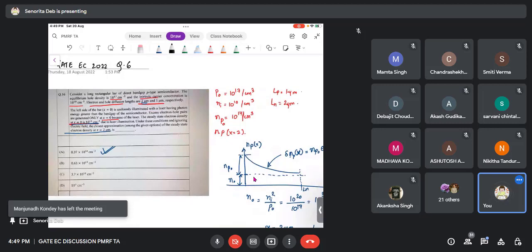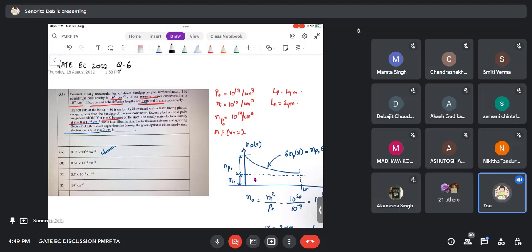Now the left side of the bar is uniformly illuminated. Always mark this word. In the GATE paper, uniform illumination will always be there. Non-uniform illumination is not there. At x equals 0, uniform illumination is there. Excess electron-hole pairs are generated only at x equals 0. Now the steady state electron density at x equals 0 is 10 to the power 40.